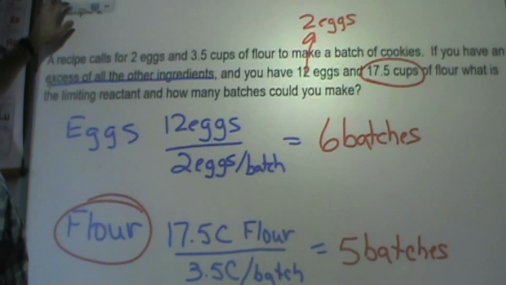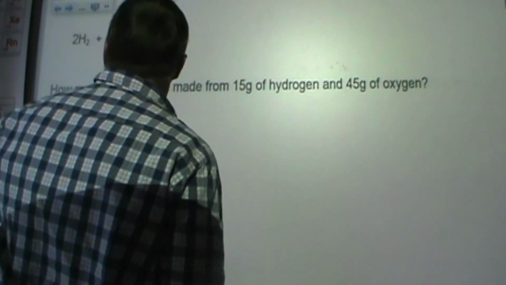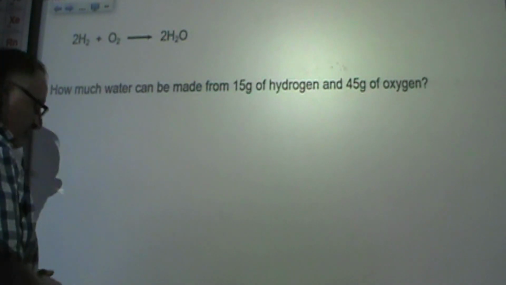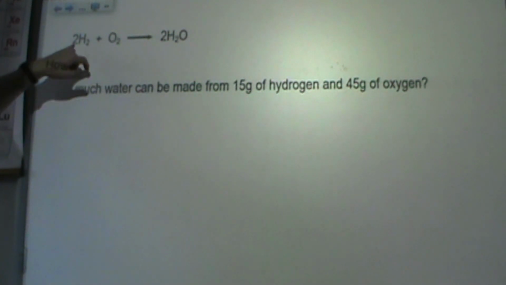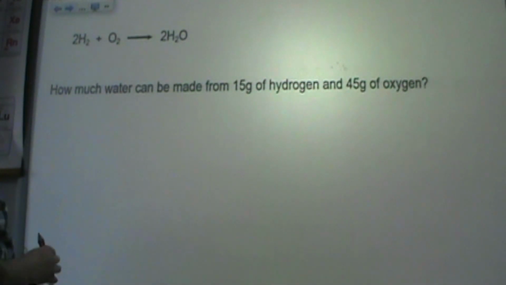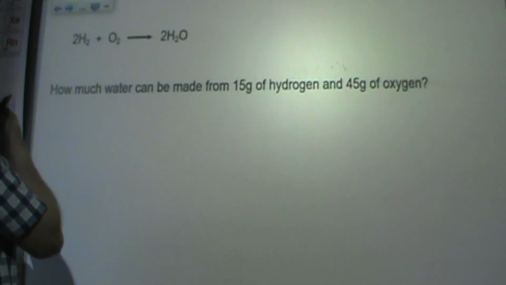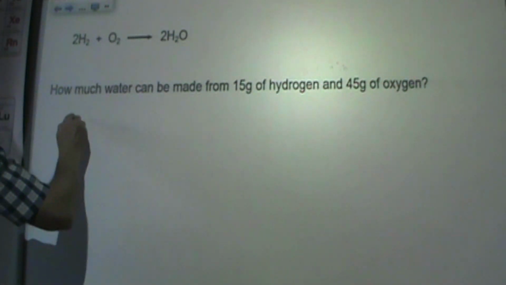Okay, the first one that we're going to do with a chemical reaction, we'll use this reaction a couple of times. Simple. We take hydrogen and react it with oxygen and we get water. So how much water can be made from 15 grams of hydrogen and 45 grams of oxygen?